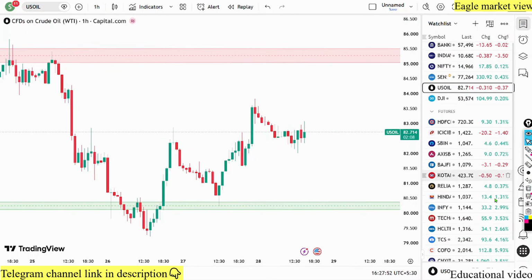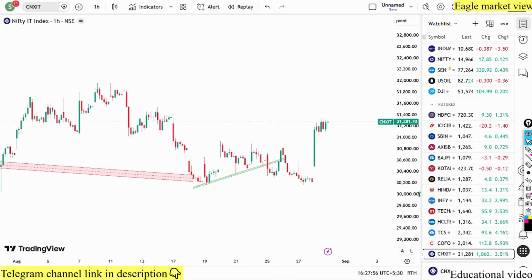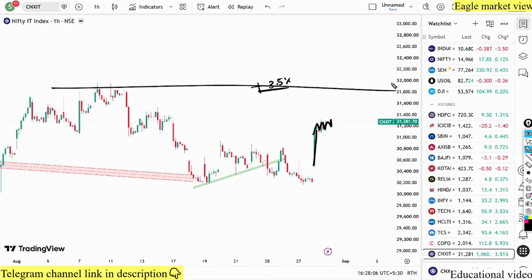So coming to today, especially IT stocks are heavily trending. This is the Nifty IT index. Nifty IT index is up by 3.5% today. So it's a strong bullish candle after the consolidation. The next resistance is near the 32,000 level. On any breakout of this level, price will go further upside momentum. You can watch the Nifty IT index.